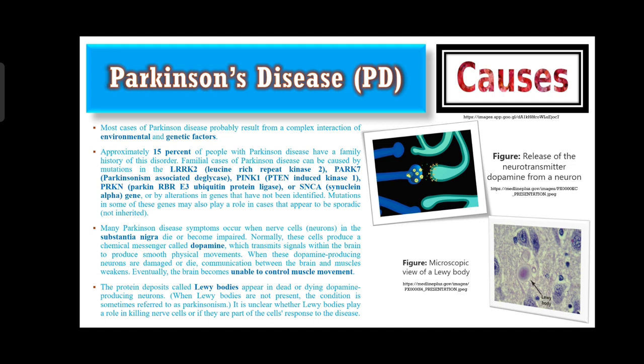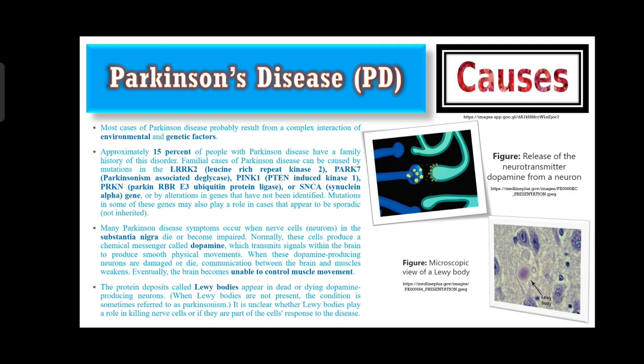Causes of Parkinson disease. Most cases of Parkinson disease probably result from a complex interaction of environmental and genetic factors. Approximately 50% of people with Parkinson disease have a family history. Familial cases of Parkinson disease can be caused by mutations in genes such as the LRRK2 gene, which stands for leucine rich repeat kinase 2. It makes a protein called dardarin, active in the brain and other tissues throughout the body. The PARK7 gene stands for Parkinsonism associated deglycase. It makes the DJ-1 protein, and it is also active in the brain and other tissues throughout the body.